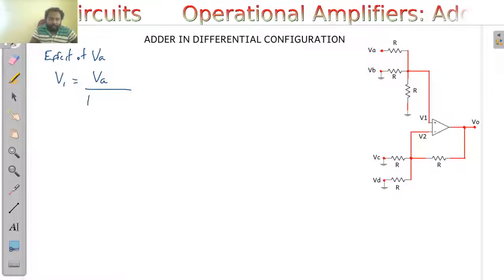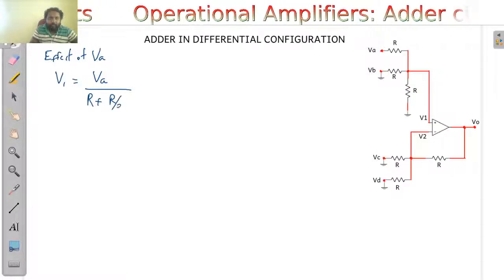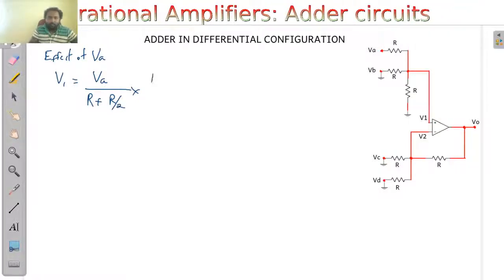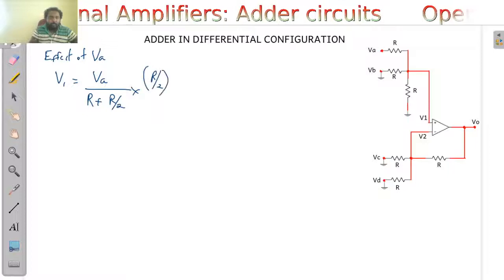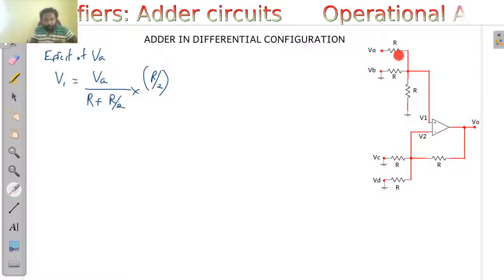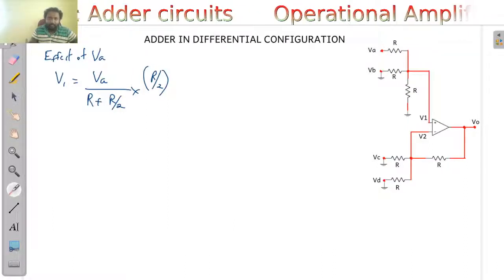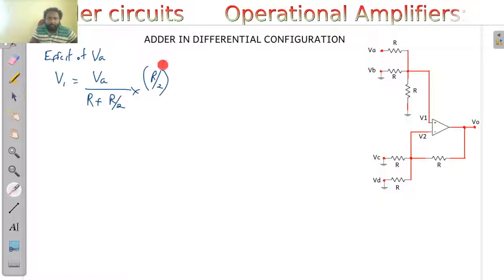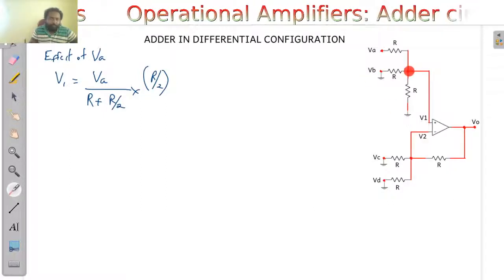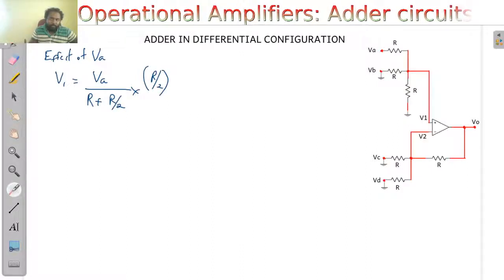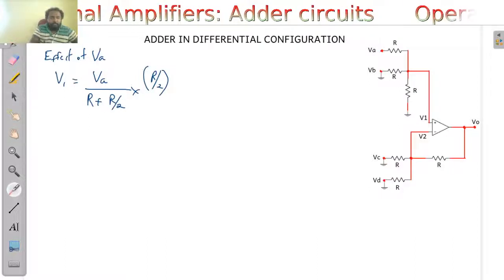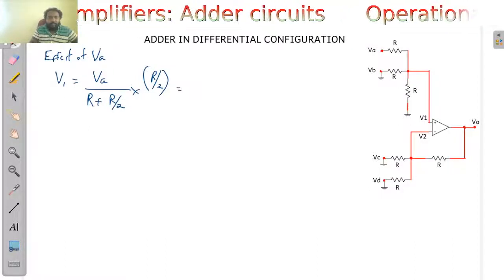So I am going to write this as R plus R by 2 times the effective resistance here, R by 2. This ratio is the current that is flowing from this to the ground through these resistances, and multiplying it with R by 2, the effective resistance here, will give me the voltage drop at this point due to this current flowing through the two resistances.